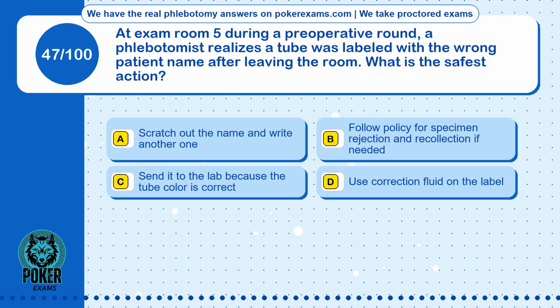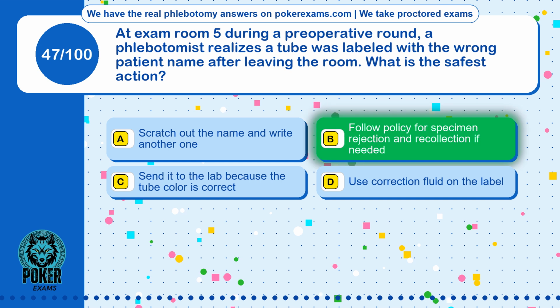Question 47. At exam room 5 during a preoperative round, a phlebotomist realizes a tube was labeled with the wrong patient name after leaving the room. What is the safest action? Option A. Scratch out the name and write another one. Option B. Follow policy for specimen rejection and recollection if needed. Option C. Send it to the lab because the tube color is correct. Option D. Use correction fluid on the label.